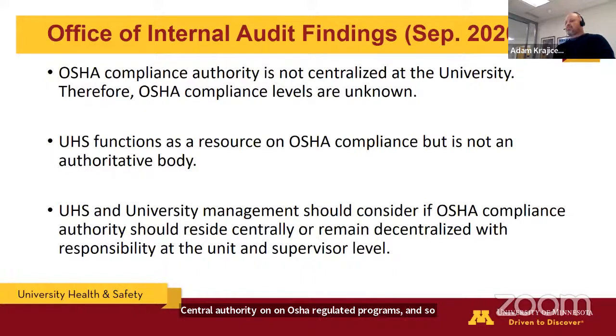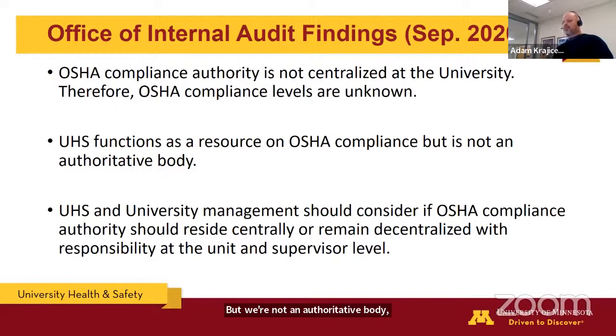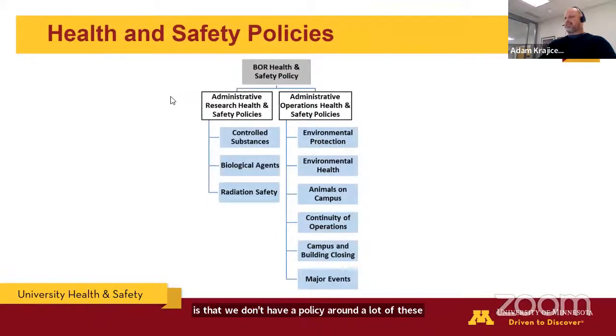Another was that UHS functions as a resource on OSHA. We have a lot of fact sheets and compliance documents, but we're not an authoritative body, so we cannot come in and force someone within the university to comply with the rule. That whole authority was somewhat unclear. They asked that we consider if OSHA compliance authority should reside centrally or remain decentralized. When we looked at these findings, one of the first things I noticed is that we don't have a policy around a lot of these OSHA rules. So it seemed like maybe that's the route we should go.